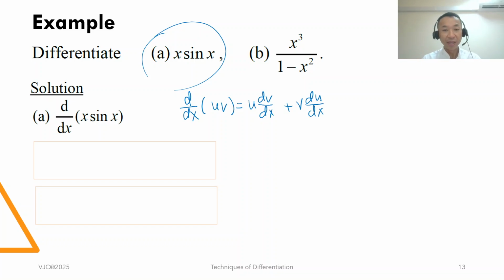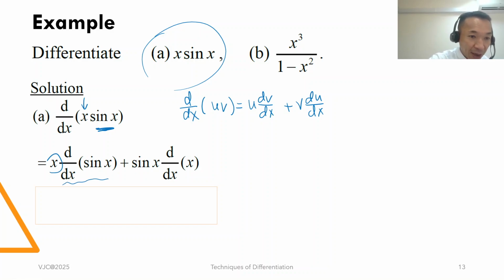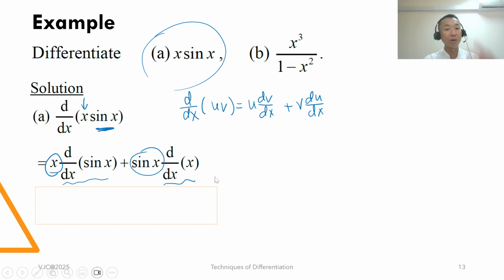All right, to put it in layman terms, sometimes people remember it this way: you keep this, you differentiate this, and then keep this, and then do it the other way around. So very quickly, I will show you. Essentially, you differentiate sine x first, and then you keep x, and differentiate x, and then you keep sine x. Some people remember it this way. Personally, I do it like that.